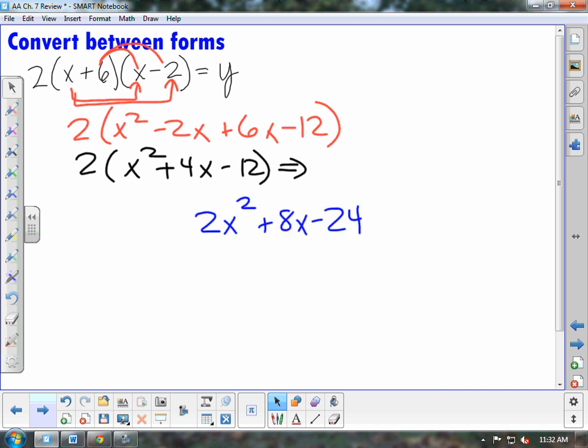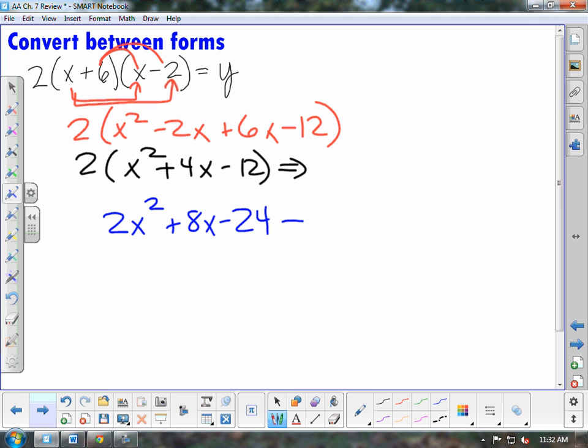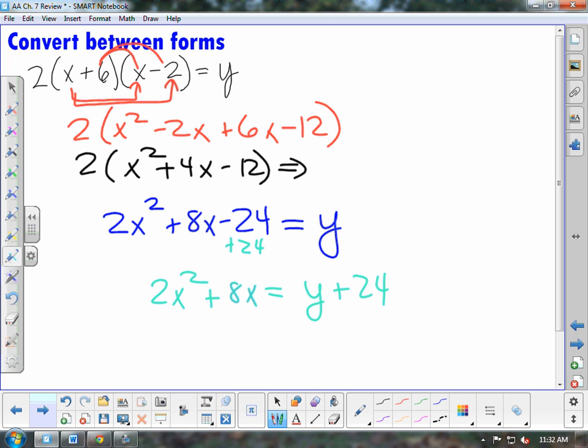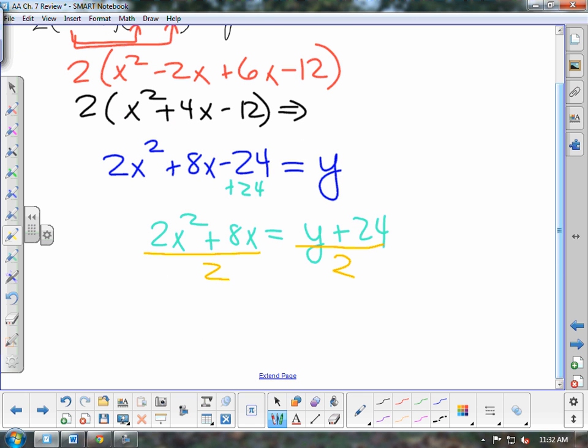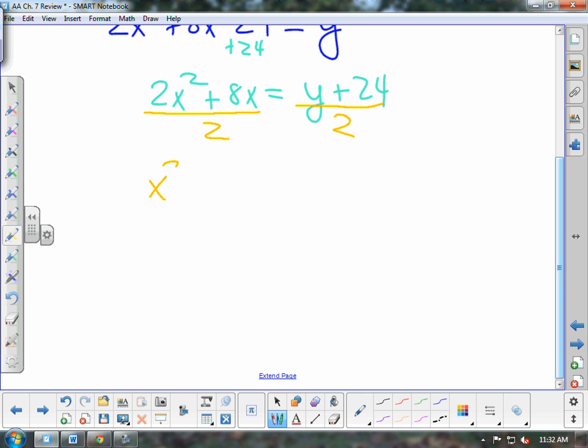Now then, if you wanted to take this and convert it to vertex form, then you would start with this equation. The first thing you'd do is add 24 and get 2x squared plus 8x equals y plus 24. Then you would want to divide by 2 because you need to make the x squared term singular. And you would get x squared plus 4x equals y plus 24 over 2.